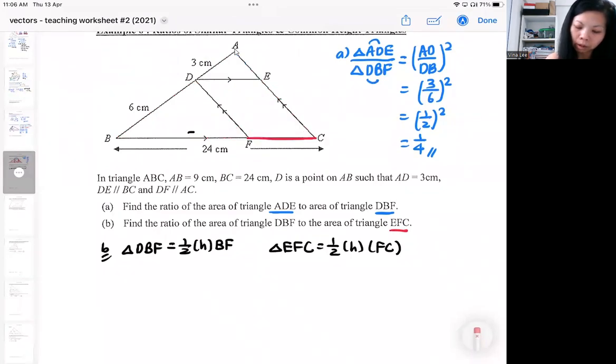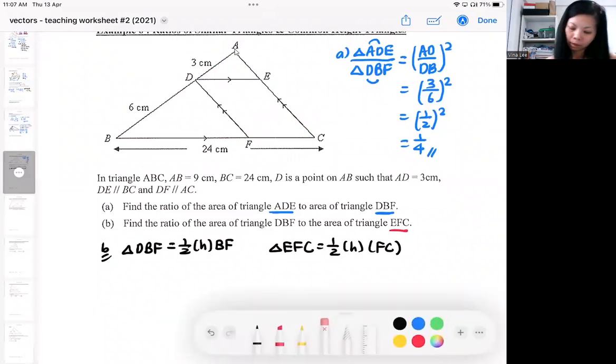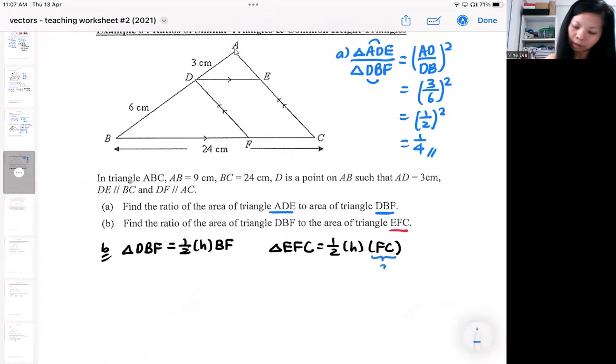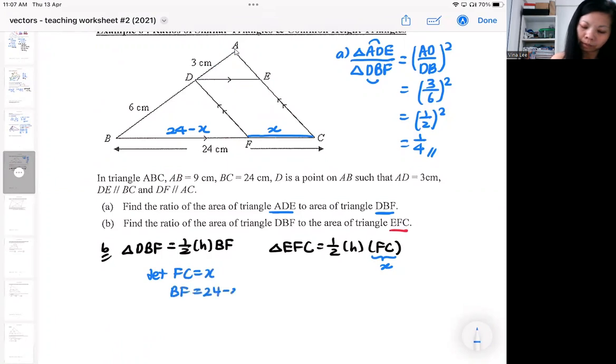So okay, you have to take a careful look. What I can do is let this part be X. If this is X, this part will be 24 minus X. So I'm going to let FD be X, then BF will be 24 minus X.